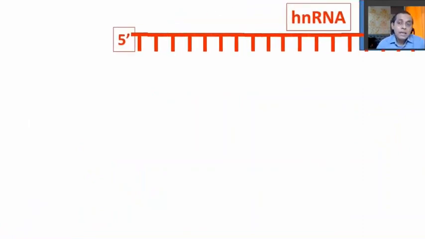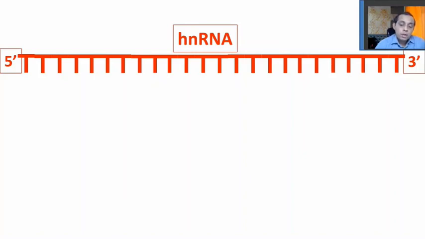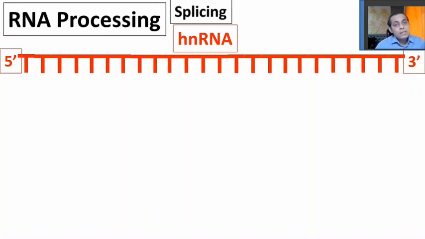Let's understand the RNA processing of this heterogeneous nuclear RNA. The processing is going to involve 3 steps. The first step is called splicing. Splicing means removal of the junk regions and joining the functional areas. Now remember, the hnRNA consists of some functional regions and some non-functional regions. The functional regions which have got transcribed from the DNA are called exons, and the non-functional regions which are transcribed from the DNA are called introns.